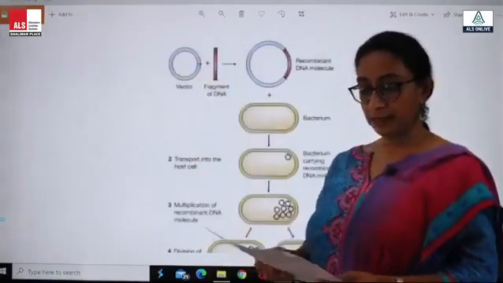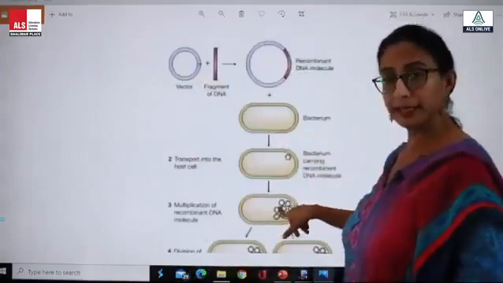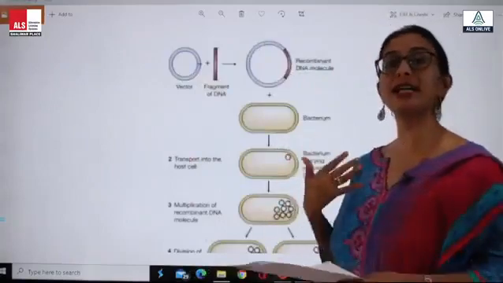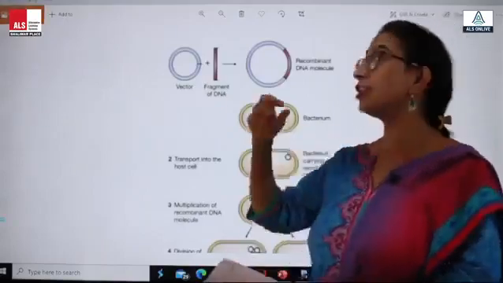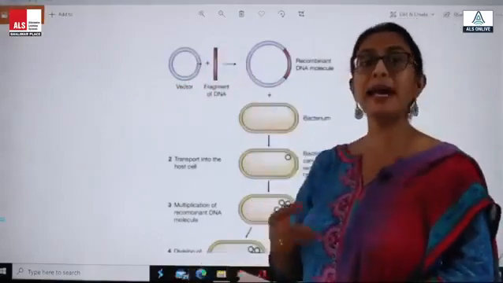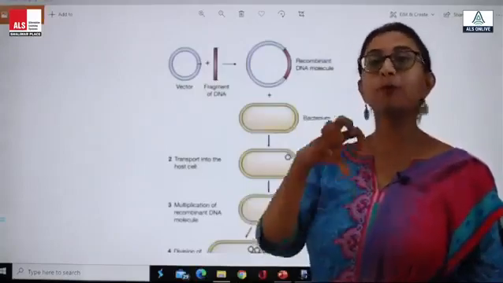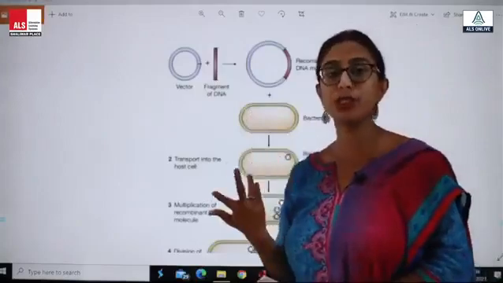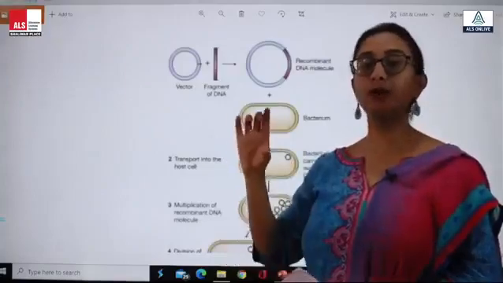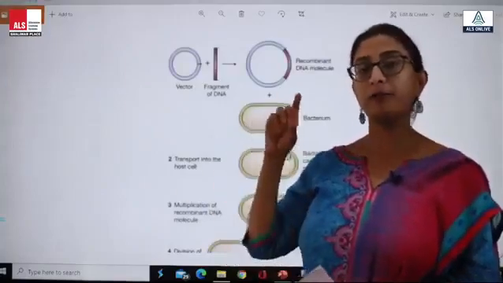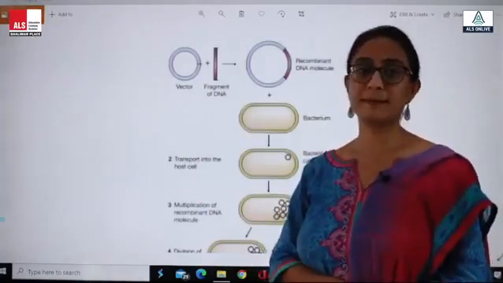Then within the host cell, the vector multiplies. This recombinant DNA starts multiplying within the bacterial cell, and along with that, the bacteria also start dividing and produce millions and billions of colonies, where the gene which we inserted gets expressed and the protein we are looking for is produced. Then we can extract that protein. In this case, it is the insulin hormone. We can extract it and process it further in pharmaceutical industries to produce the final insulin which we can use on patients suffering from diabetes mellitus.